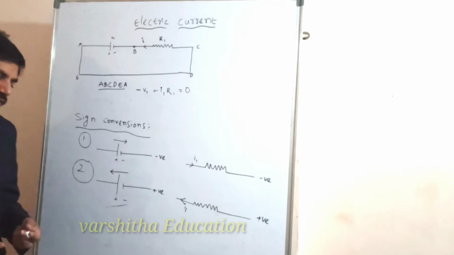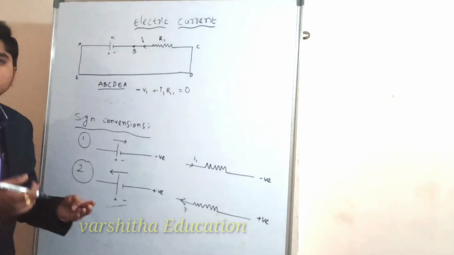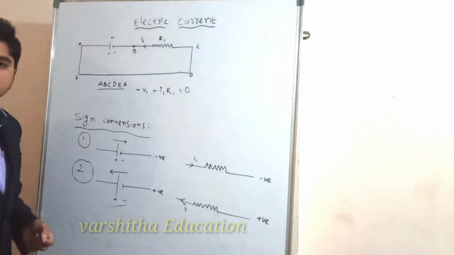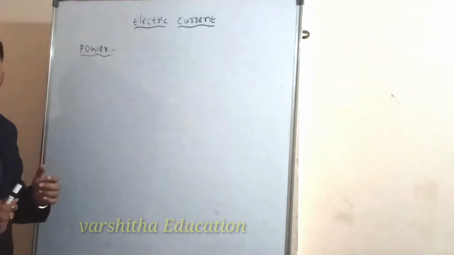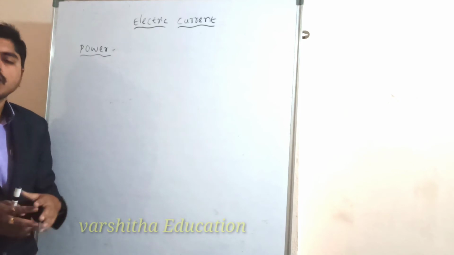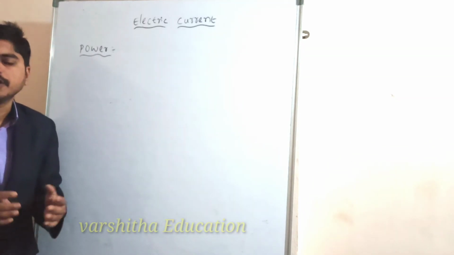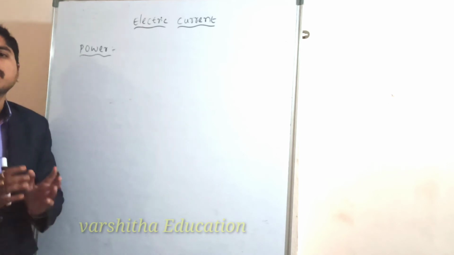So after completion of this loop law, there are different types of examples. You can practice more. By using the loop law for electric circuits, you can get more ideas on it. Okay, next is power. Electricity can calculate powers; it is nothing but how much electricity we use in our daily life. So each and everything depends on electric power.